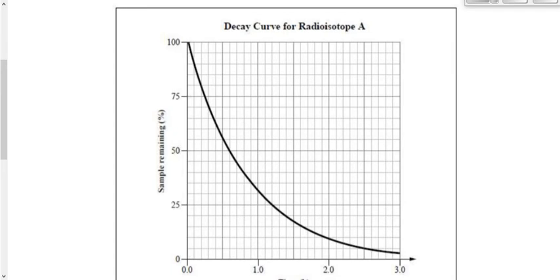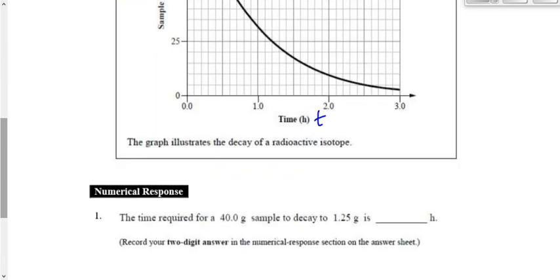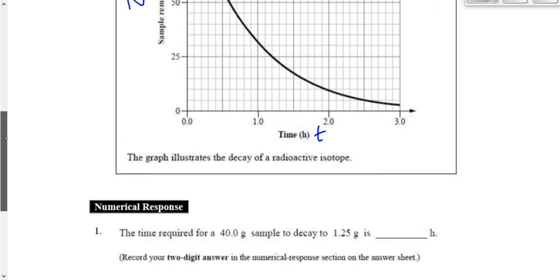We've got percent remaining on the left-hand axis, so the y-axis, which of course is N, and on the x-axis we've got time, which they've given to us in hours here. It could be in seconds or days or years or whatever. And then it asks us, how much time does it take for 40 grams to decay to 1.25 grams?